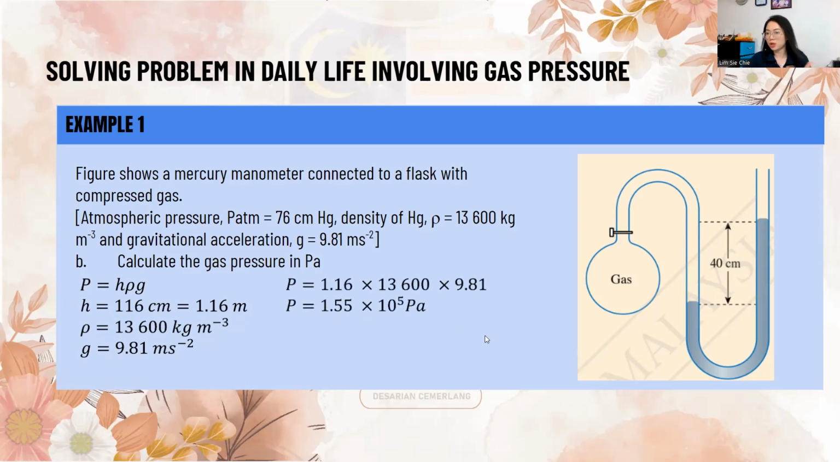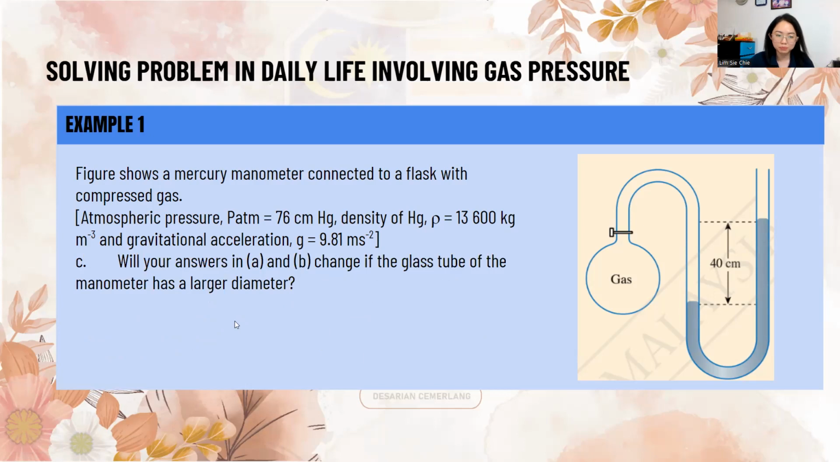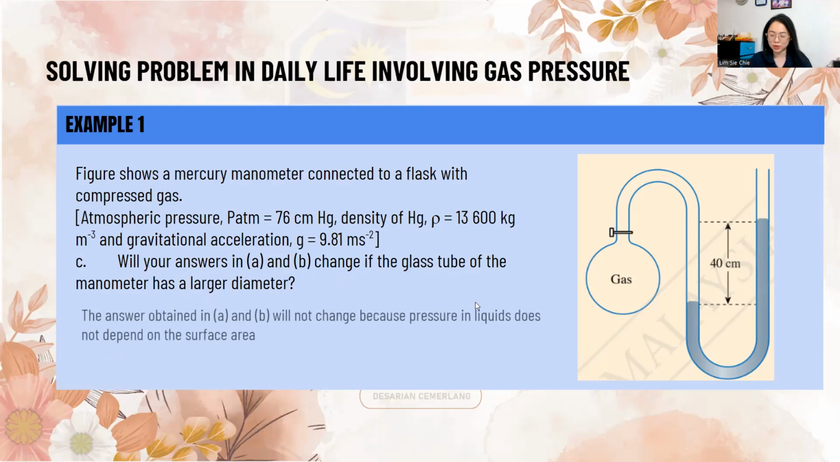Okay, this is what you learned in the previous class. So I think that you should be able to understand this one easily. Right, next one. Will your answer in A and B change if the glass tube of the manometer has a larger diameter? What happens if you have a larger diameter? So here's the answer. The answer obtained in A and B will not change because the pressure in liquids does not depend on the surface area.